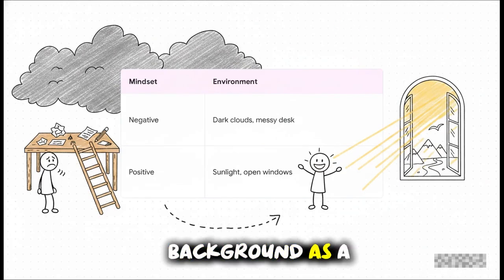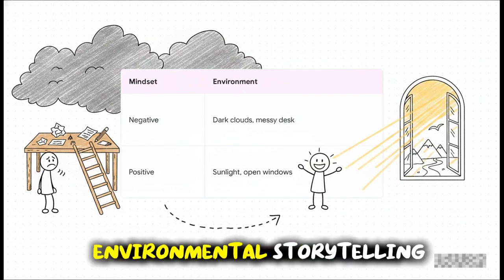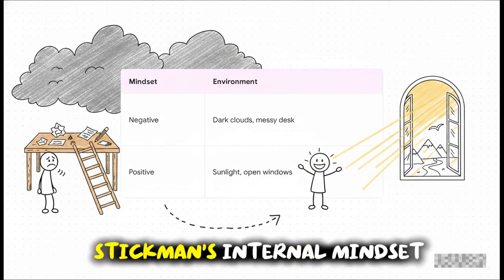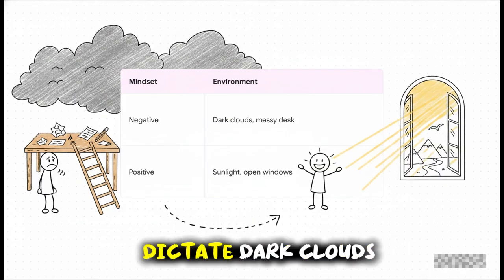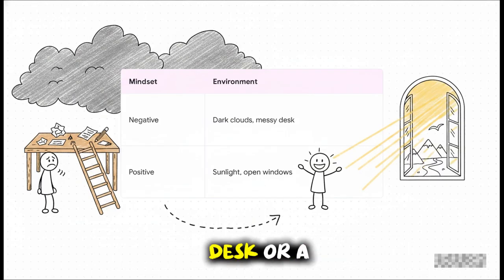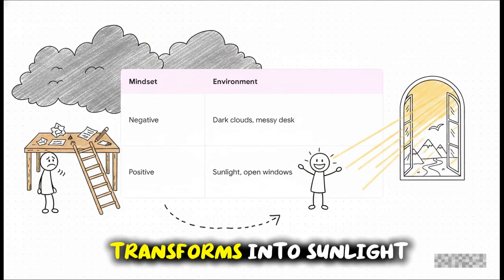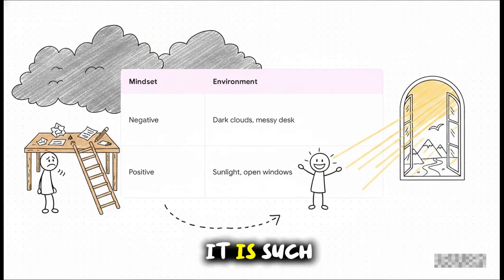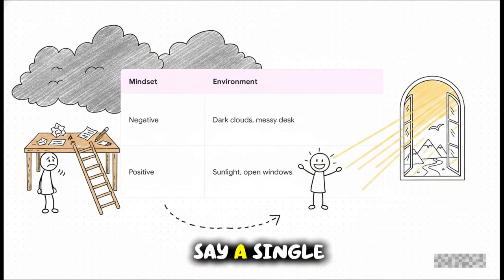It uses the background as a massive emotional tool too. It lays out clear rules for environmental storytelling. The environment absolutely must mirror the stickman's internal mindset. So if they're in a negative phase, the instructions dictate dark clouds, maybe a messy desk, or a broken ladder. But as that mindset shifts into a positive phase, the environment gradually transforms into sunlight, open windows, and mountain paths. It is such a beautifully subtle way to communicate mental progress without having to say a single word.